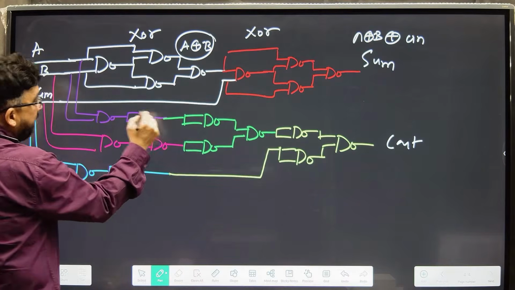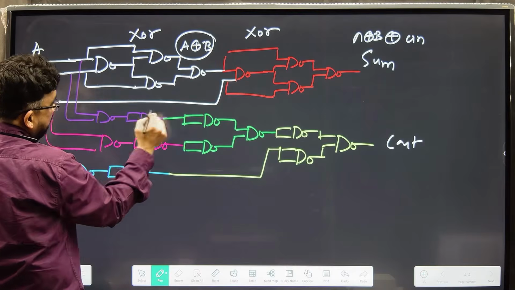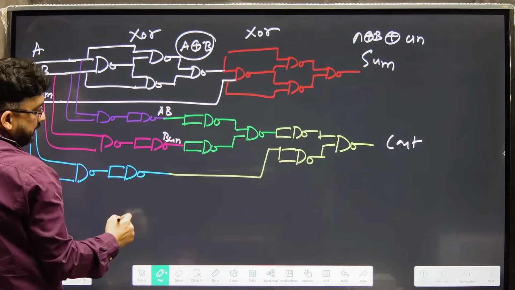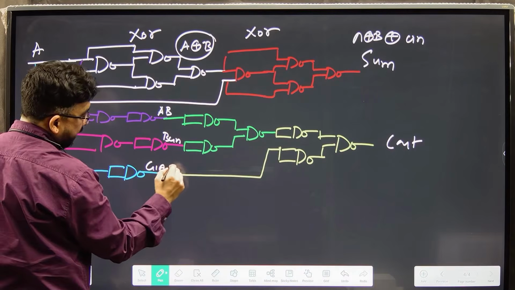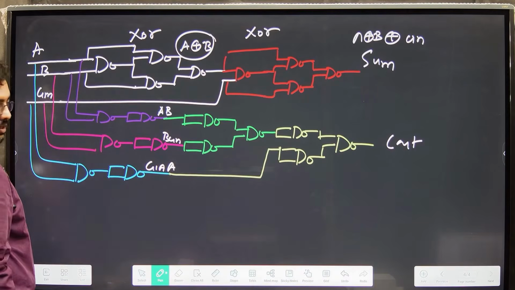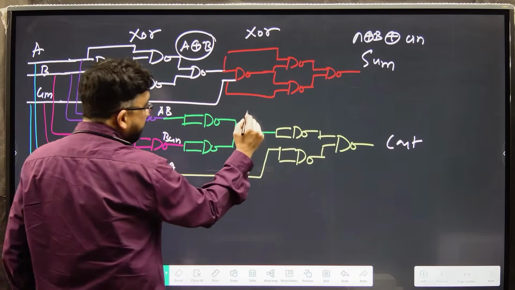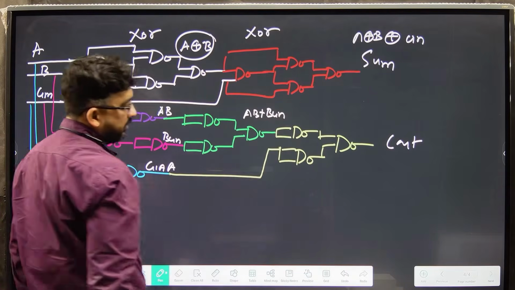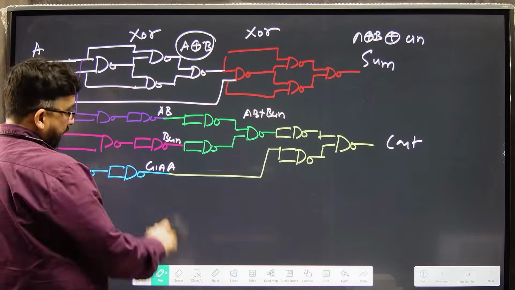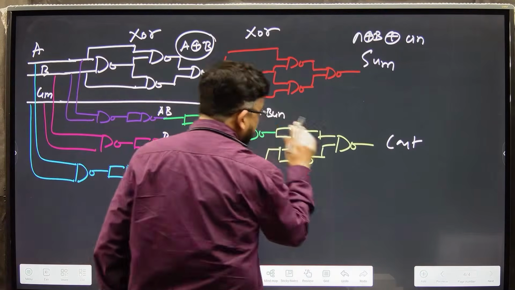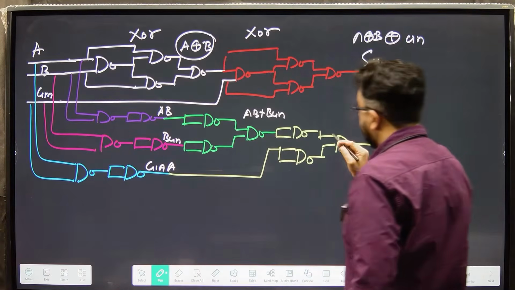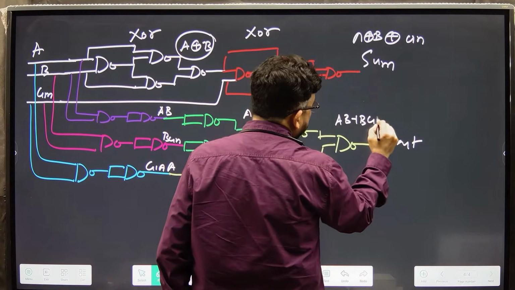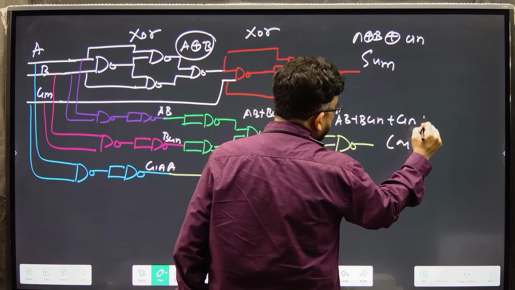Now this is your AB, this is your B C in, and this is your C in A. Right? Now this is your AB plus B C in, and now this C in A and this is your final C out. Meaning to say that AB plus B C in plus C in A.